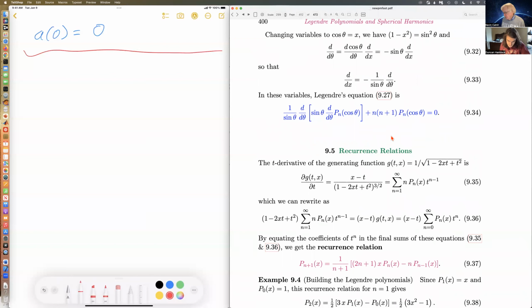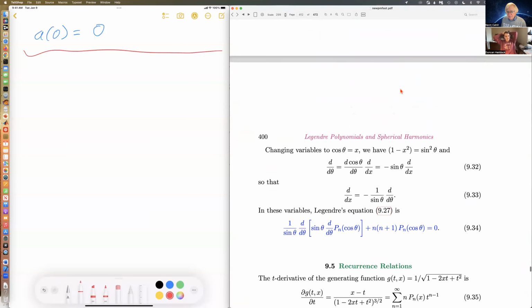These Legendre polynomials often come up in the case of spherical coordinates, and in that case, we often set cosine theta equal to x, and 1 minus x squared then, of course, is sine squared of theta. d by d theta is d by dx times d cosine theta by d theta. That, of course, is minus sine theta d by dx. So d by dx then is minus 1 over sine theta d by d theta.